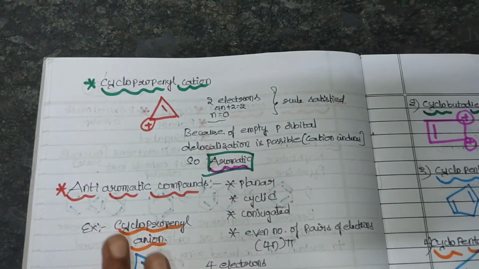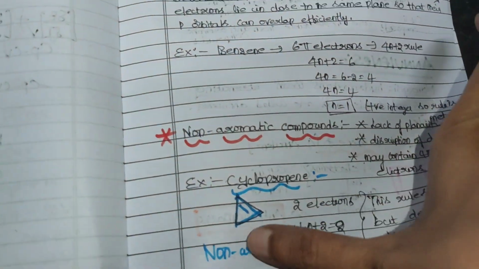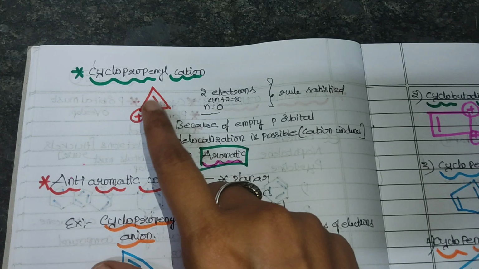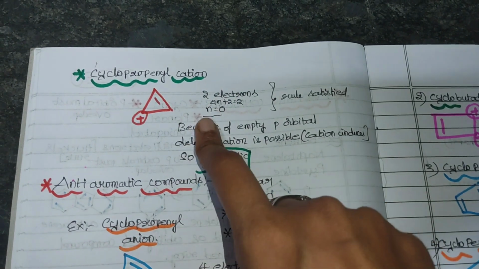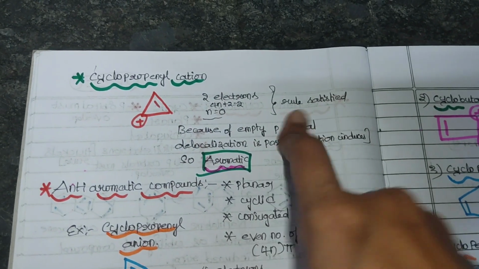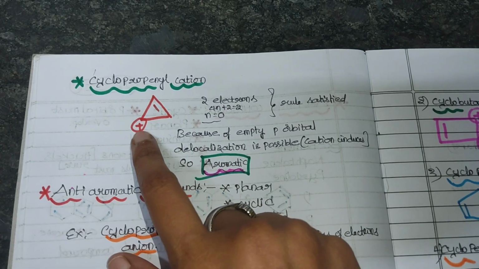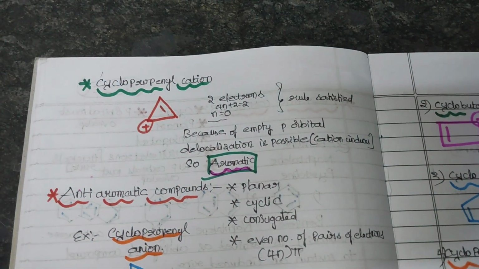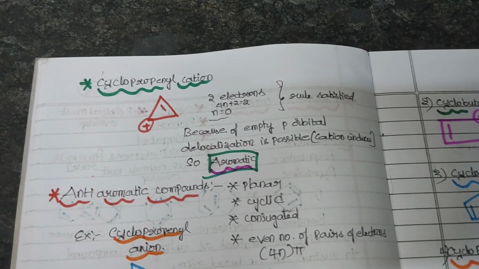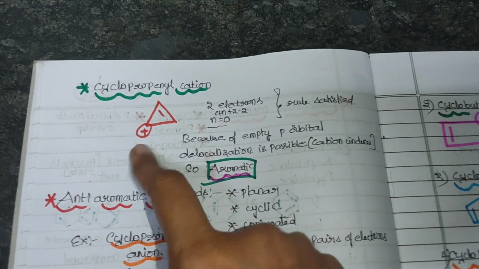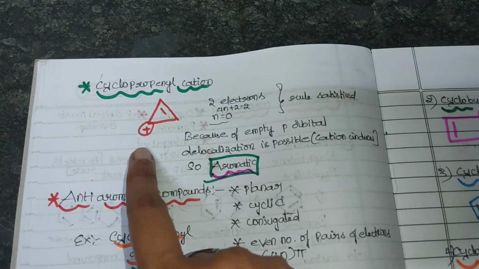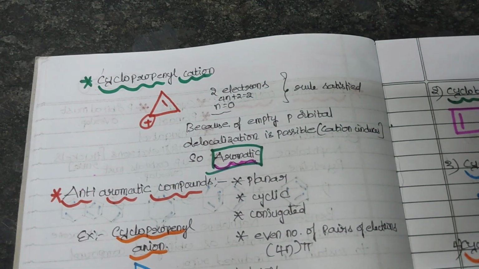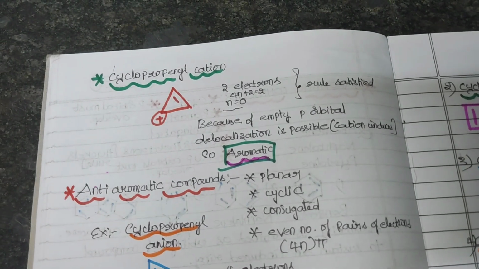Cyclopropenyl cation, the same as cyclopropene, when one cation is there, it will have 2 electrons, and n is equal to 0. Huckel's rule is satisfied. And because an empty p orbital is present, with sp3 hybridization, it is not aromatic; we said it is non-aromatic. But here, because of the cation, it has an empty p orbital, so delocalization is possible, because the cation induces this delocalization. So it became an aromatic compound.